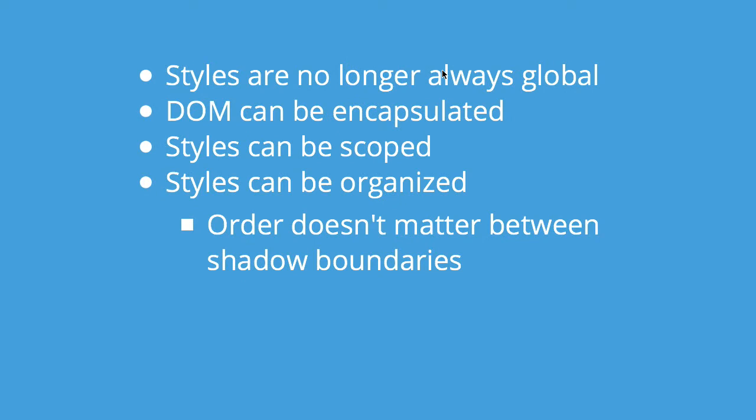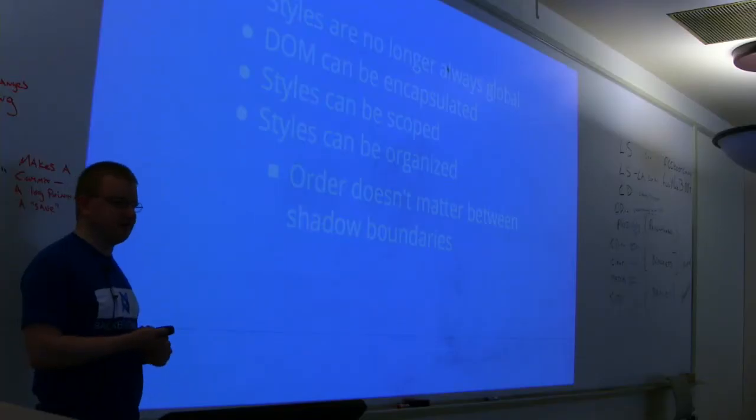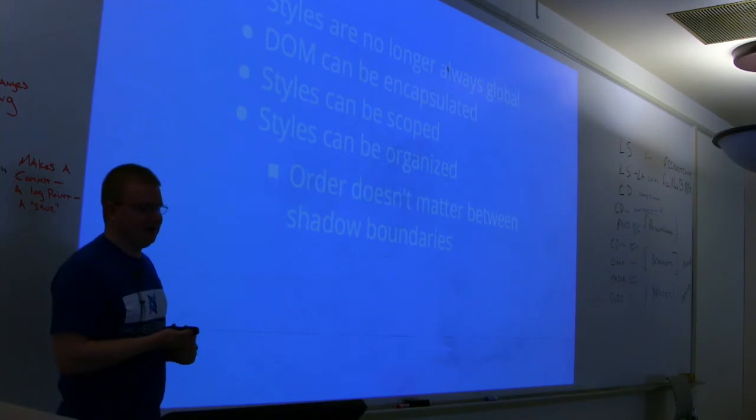So why is this important? Shadow DOM means styles are no longer always global. We can actually have a way to make styles that are scoped specifically to our module. It means that the DOM can be encapsulated. We can hide all the messy stuff underneath a shadow root, and we don't have to have all these divs and different HTML elements in our components that we really want to hide from anyone who has to use our component. We can scope our styles to particular modules and be very clear about that. And we can organize them too.